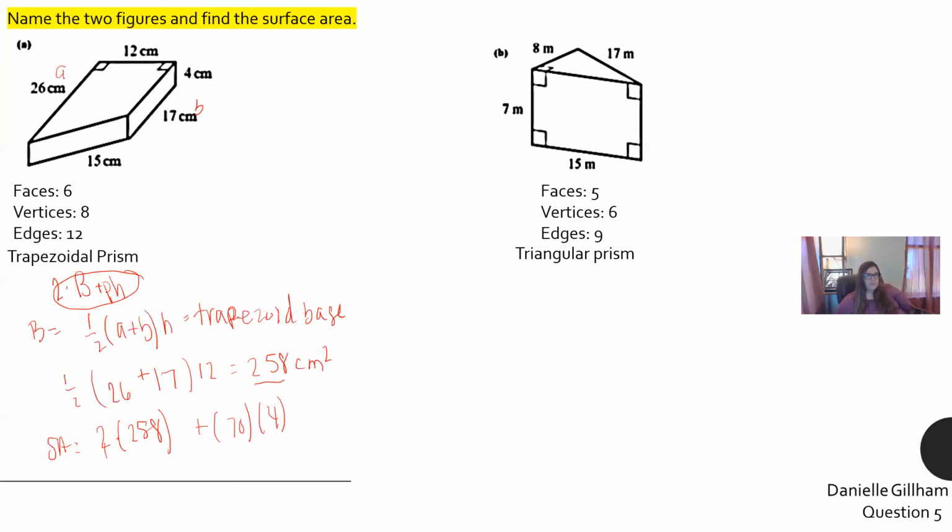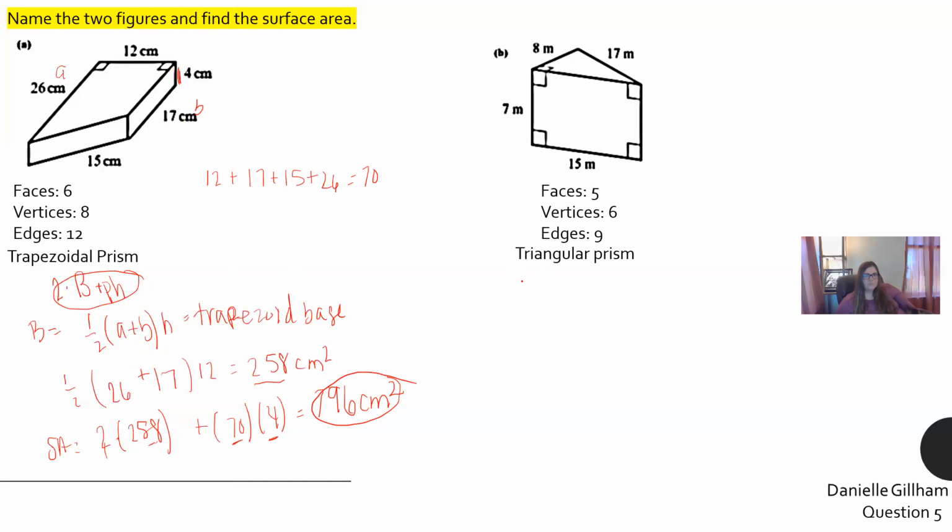So this is 2 times base plus perimeter times height. And in order to find the perimeter, I forgot to show you, you're just simply going to add up the sides: 12, 17, 15, and 26 equals 70. And the height is right here, 4 centimeters. So we have 2 times the base plus perimeter times height. You're going to get 796 centimeters squared. So that's our surface area.